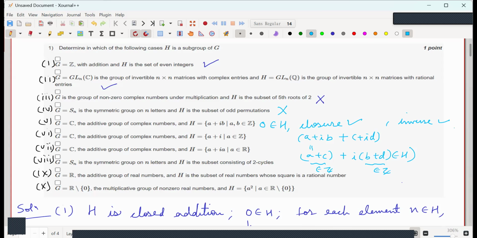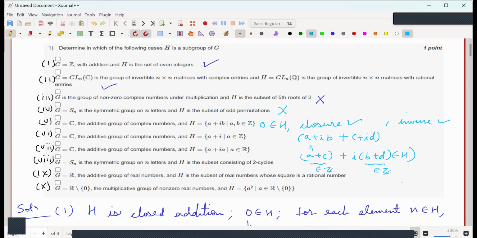What about the sixth one? Sir, one doubt. Is this set called the Gaussian complex numbers or something? Yes, the set of Gaussian integers. Some people say Gaussian integers. Okay, sir. Gaussian complex numbers also people do say.